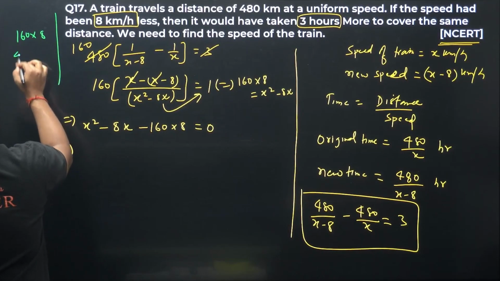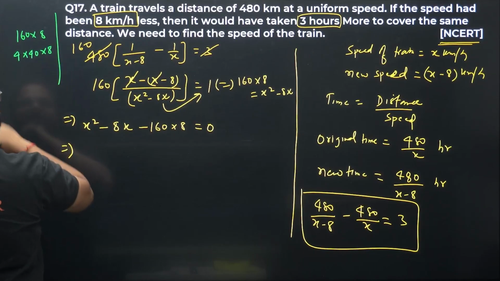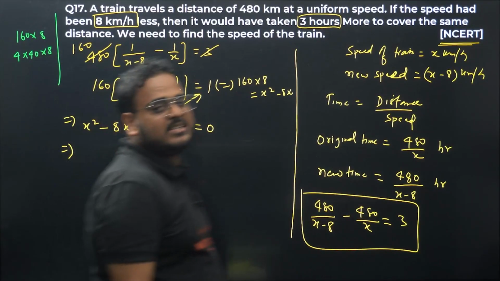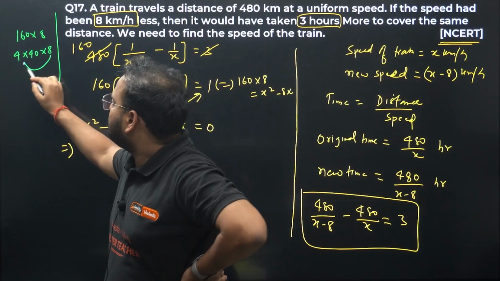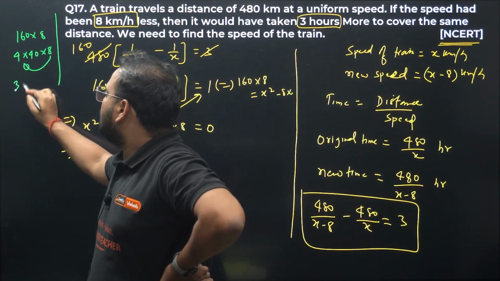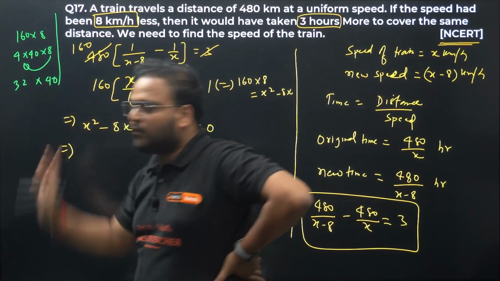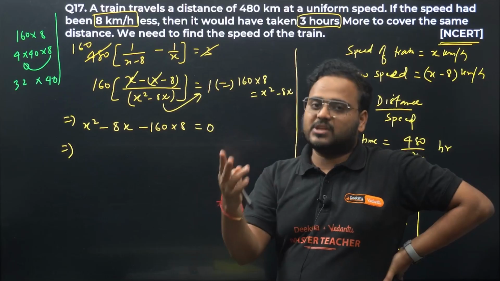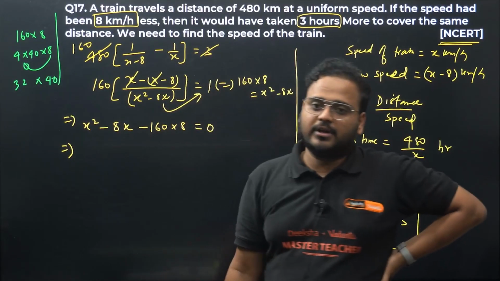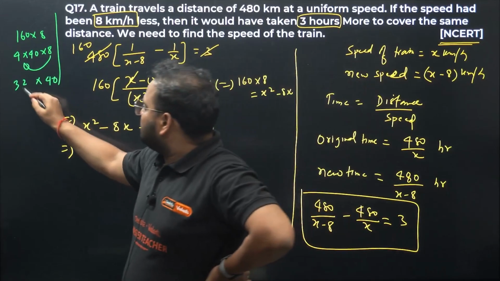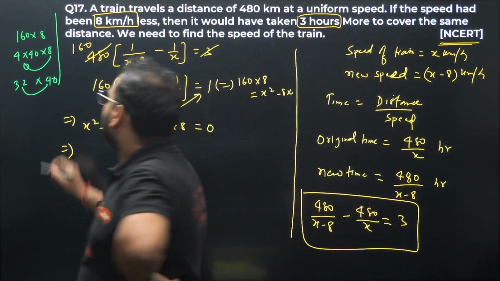160 is 4 into 40, and into 8. Combine 8 and 4. What happens? It becomes 32 into 40. Basically, 160 into 8 is the same as 32 into 40. The factors are rearranged now. If you use 32 and 40 together, you can get minus 8 from here.